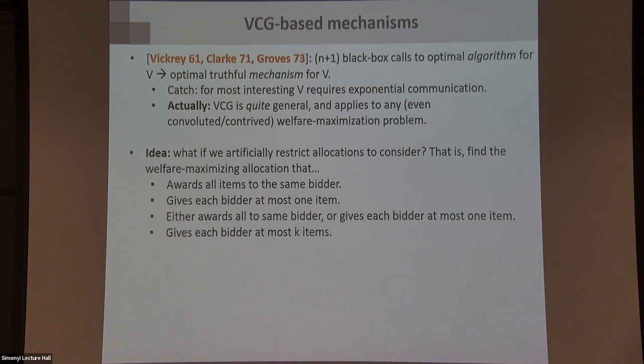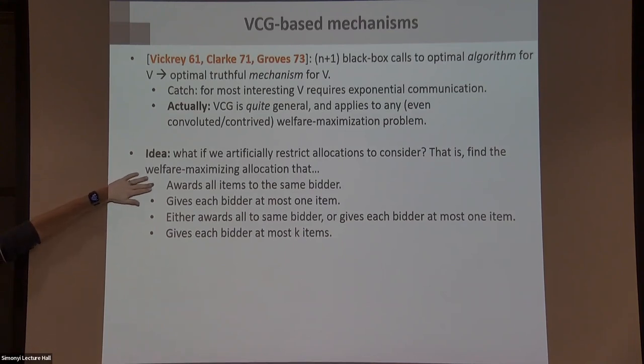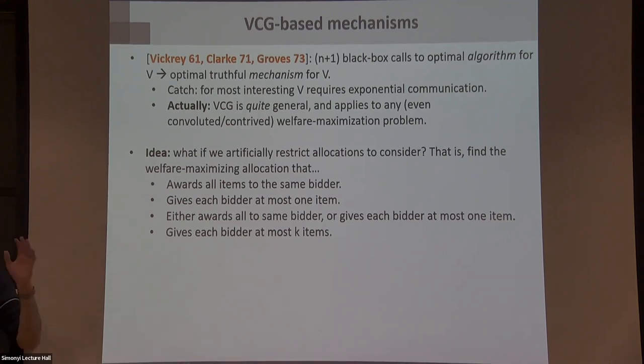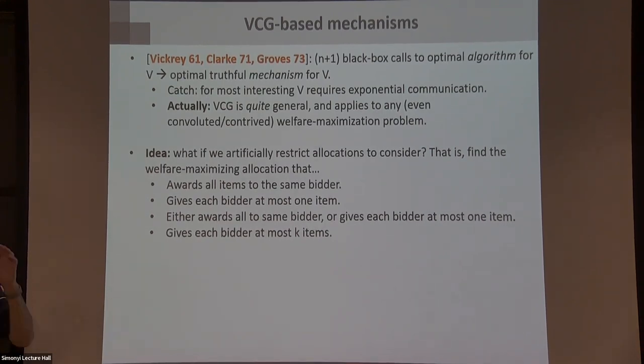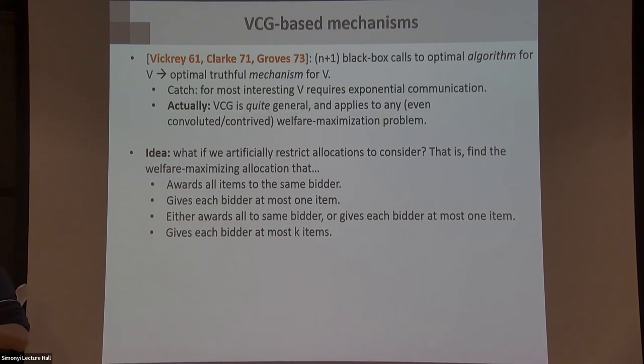So let me just repeat now with text on the slide to make it easier to process. How might I use this? Example one: don't consider every possible allocation. Only consider allocations that give all items to the same bidder. Now find me the welfare maximizing one. That I can do in poly time, or poly communication too. From every bidder, I just need one number: what is your value if you got all items? I find the largest one, I give them all items. Plug in VCG payments, it's basically the second price auction.